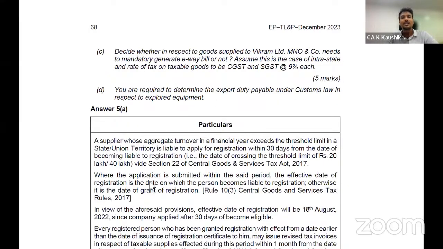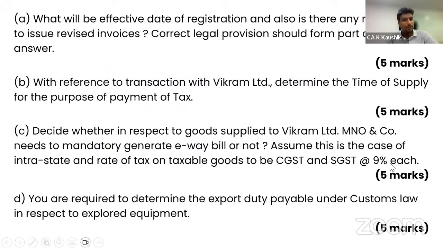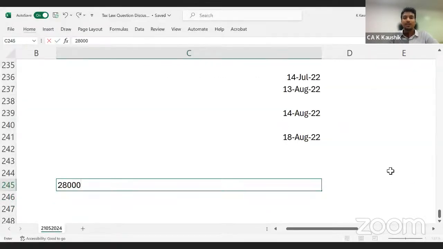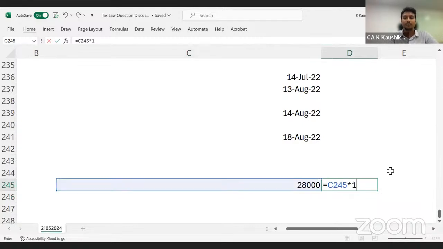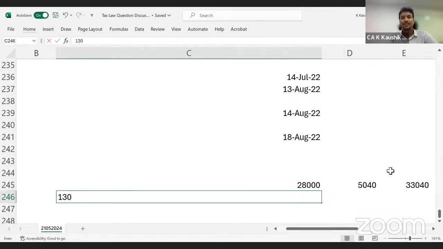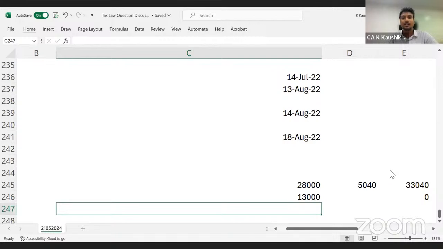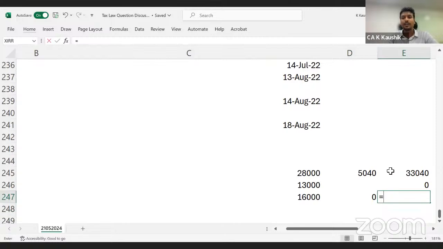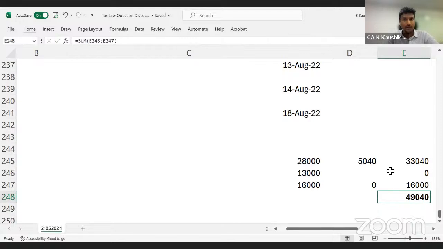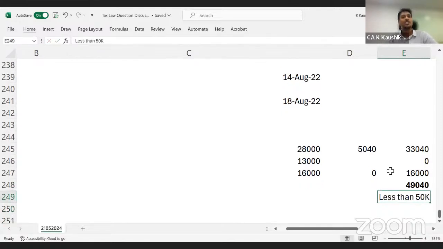In the question, they have given that you need to consider GST at 9% each. So 18% GST. So if we take 28,000 is the taxable supply on this 18% GST, the total value will become 28,000 plus 5,000, 33,000. Exempt supply 13,000 is not considered for the purpose of evaluating the e-way bill, and 16,000 that is given in terms of the job work, there is no tax that you need to consider. You need to consider only 16,000. So the total here is 49,040, which is less than 50,000. Thereby, there is no requirement for generation of e-way bill.